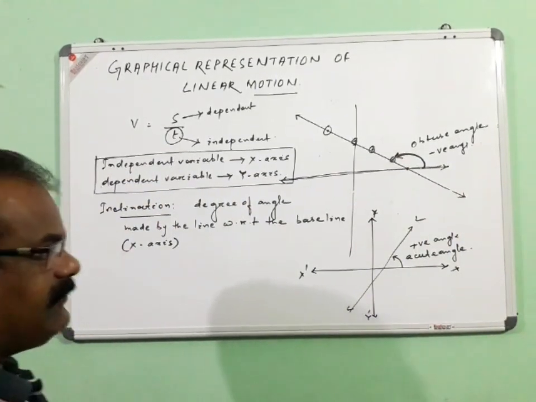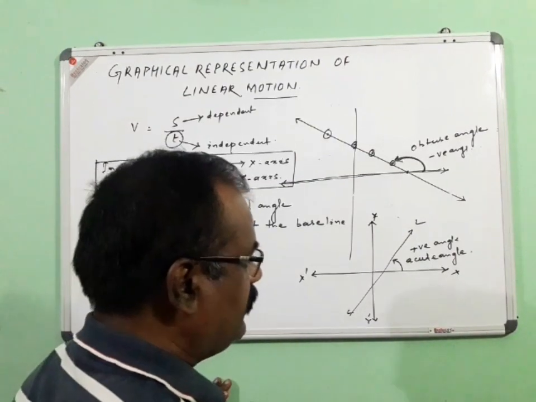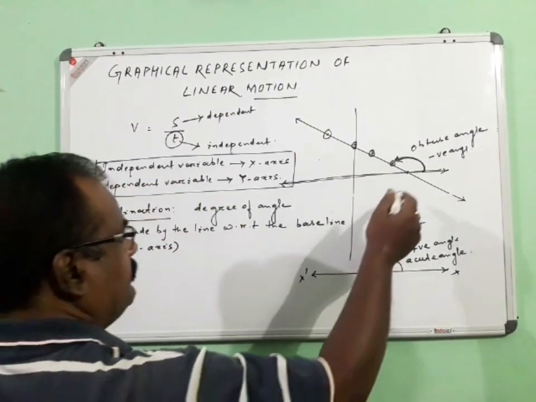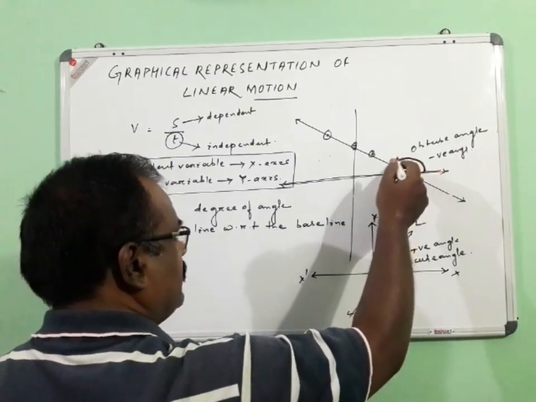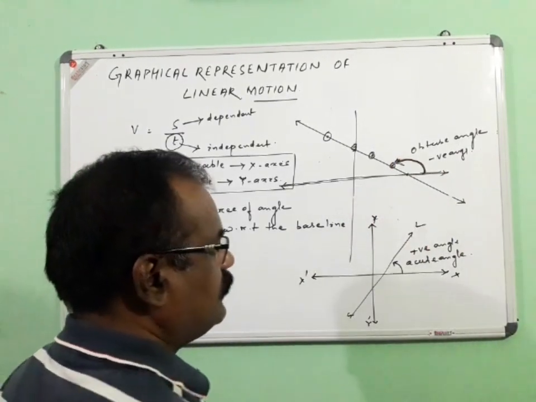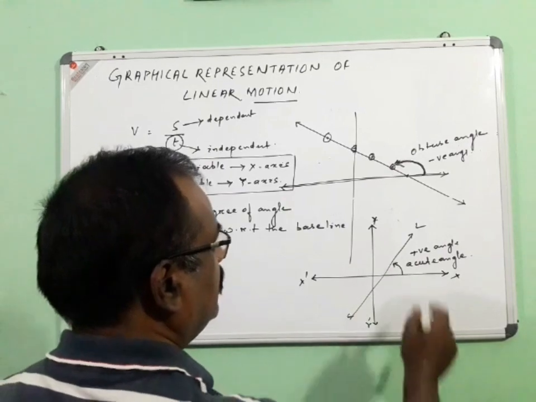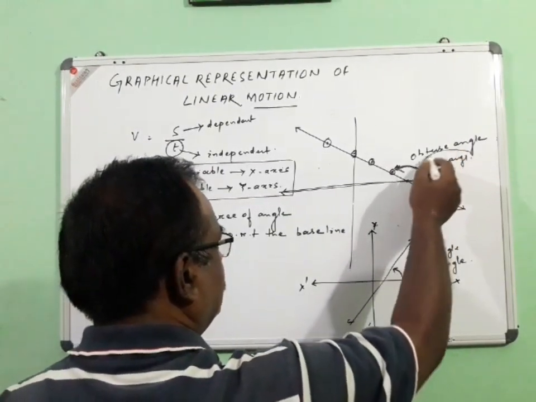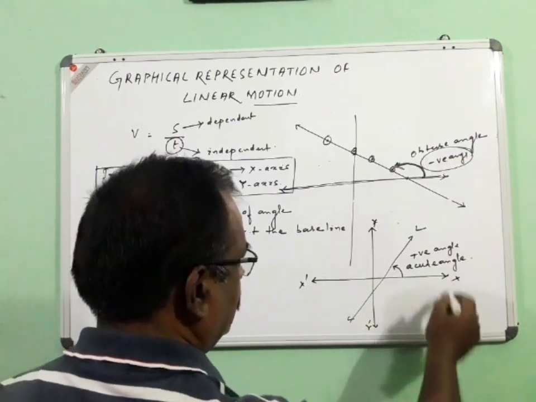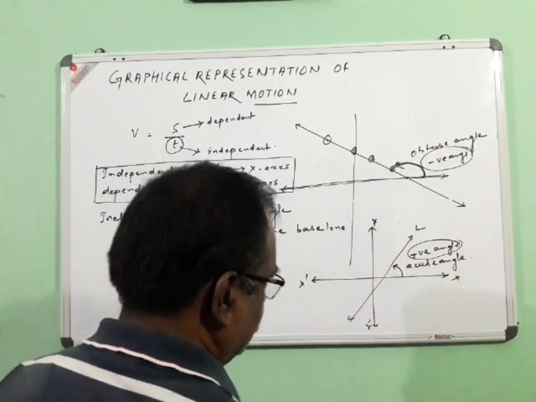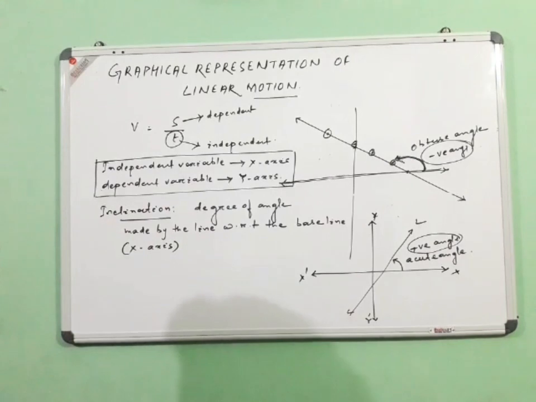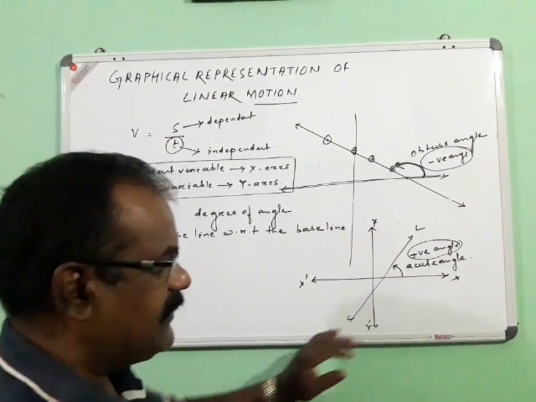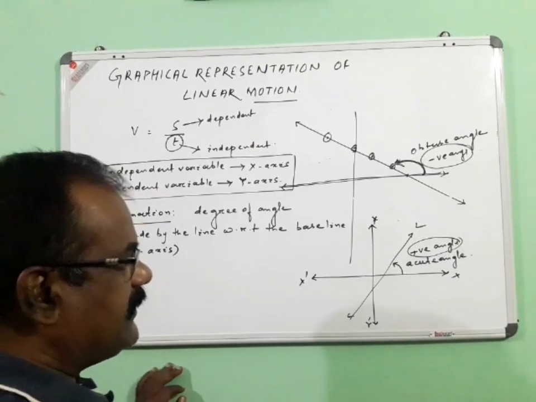Why it is negative and why it is positive, you will know later on in higher classes. However, if the angle is measured in an anti-clockwise manner, it should be positive. But if we consider that obtuse angle, then the angle is a sort of negative value and this is a sort of positive value. Now, whenever it is making an angle with respect to the baseline, there comes another term, that is your slope.